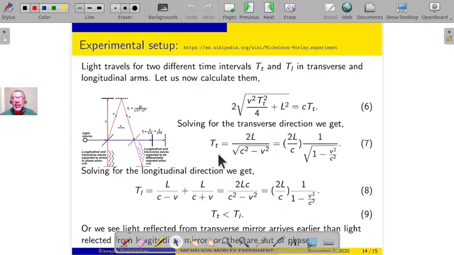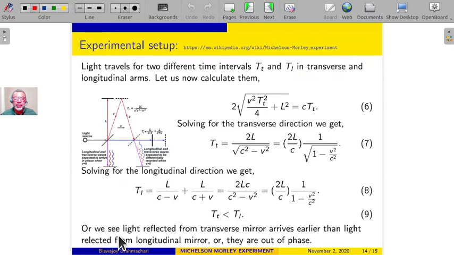So clearly we see that TT and TL are different. TT is 1 by root over 1 minus V square by C square and TL is 1 by 1 minus V square by C square, and they are multiplied by the same factor. So we see that TT is less than TL. Using Galilean relativity, we have found this: TT is less than TL.